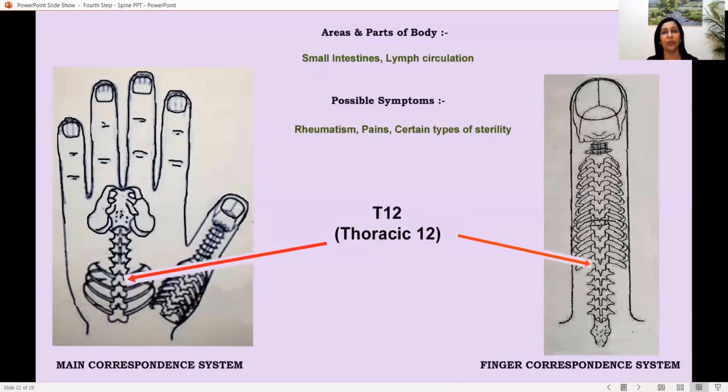Then T12 is the thoracic 12 vertebra, which is treated for problems related to the small intestines, lymph circulation, etc. And the possible symptoms could be rheumatism, pains, certain types of sterility.